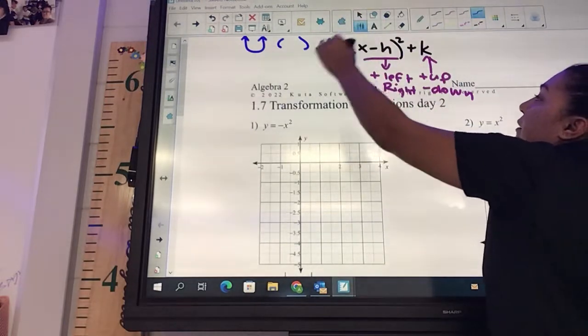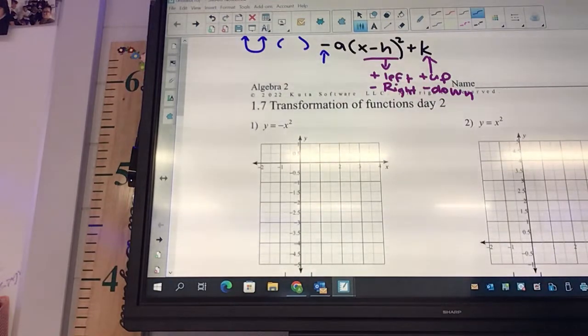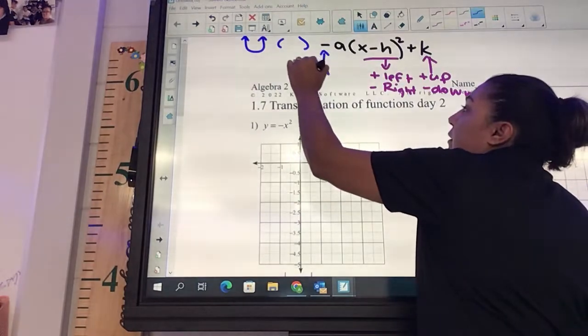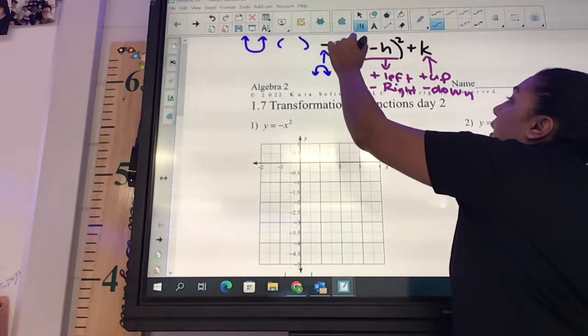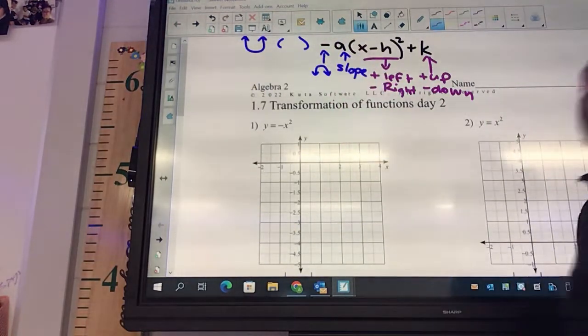Okay, if there's a negative here, what's that do? If there's a negative up front, we open our graph like this. It's a negative. And then the A is our slope. So it's a negative.